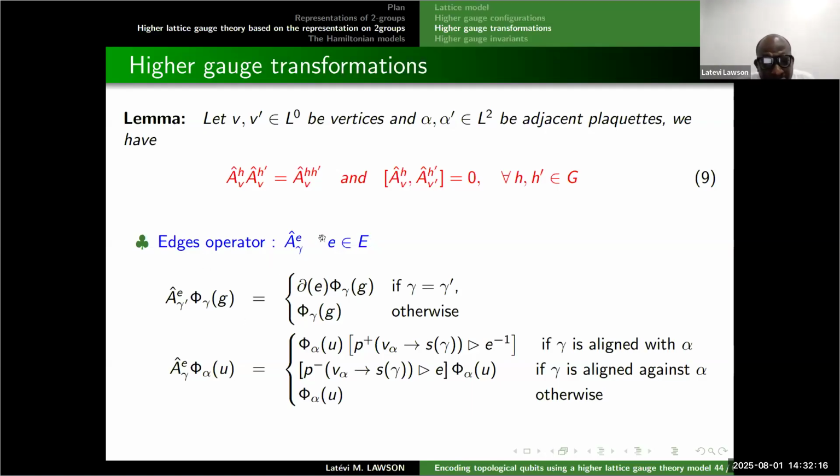Concerning the edge operators, this one is a little bit complicated. Now, I define the operator that acts from the edges. So this operator acting on the edge representation is given by this relation when the edge is equal to the edge prime. Otherwise, it leaves the representation intact. Now, for this edge operator acting on the face representation, I get this formula. When the edge aligns with the orientation of the plaquette, I have this formula, which is here. I will show you by the following example. But when the edge aligns against the orientation of the plaquette, I get this formula. This is given here. Otherwise, it leaves the representation invariant.